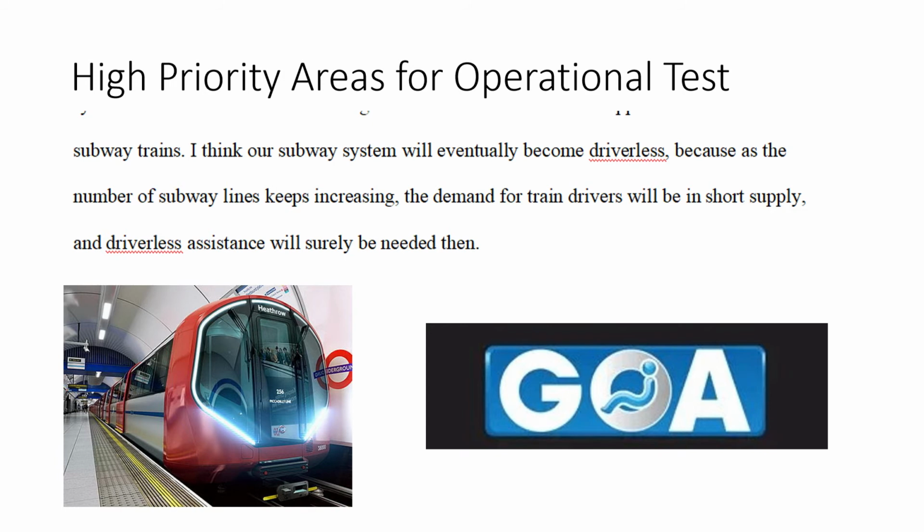So they have 5 levels. To realize the driverless technology, most of the existing subways can't do this because they are just in GOA 2, and we need to change them into GOA 4, which can support unmanned subway trains. I think our subway system will eventually become driverless because as the number of subway lines keeps increasing, the demand for train drivers will be in short supply, and the driverless assistance will surely be needed then.